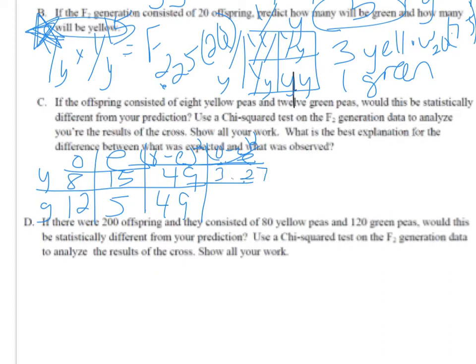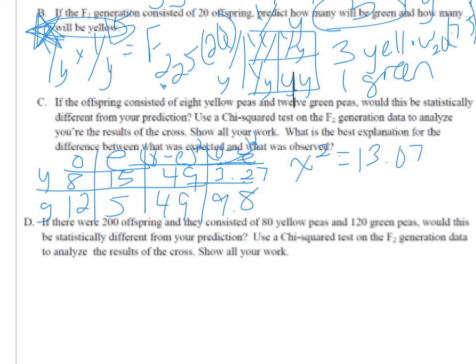3.27. Okay, and then I have 49 divided by 5, which is 9.8. For my actual chi-square value, I need to sum those up. So 9.8 plus 3.27 gives me 13.07.